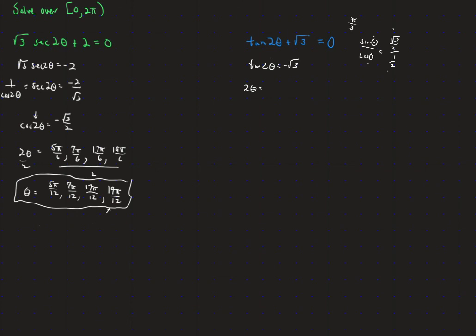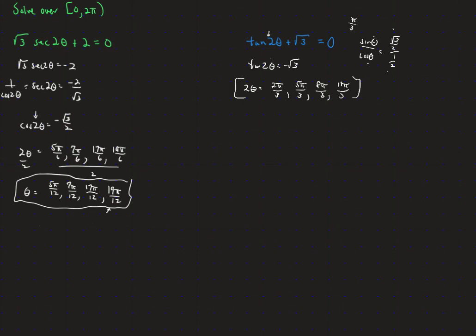Now we want the angles where tangent is negative. That's in quadrant 2 and quadrant 4. So that means in quadrant 2, we're going to get 2 pi over 3, and in quadrant 4, 5 pi over 3. That's one trip around the circle. We have to go twice because of that 2 theta. So adding 2 pi, which is 6/3, to 2 pi over 3, makes that 8 pi over 3. 6/3 plus 5/3 is 11 pi over 3.